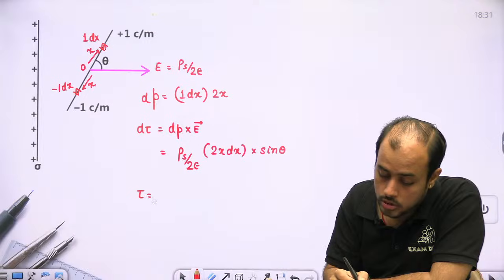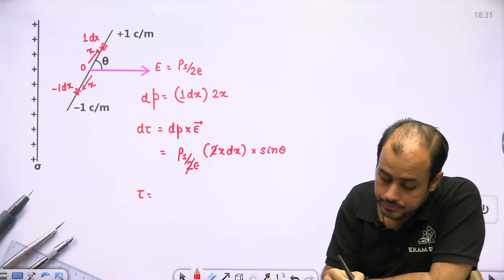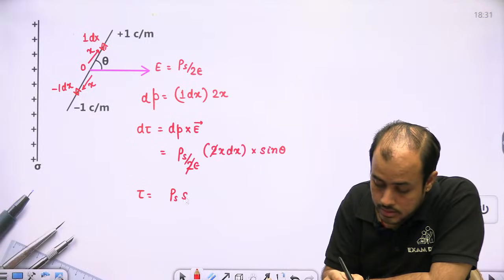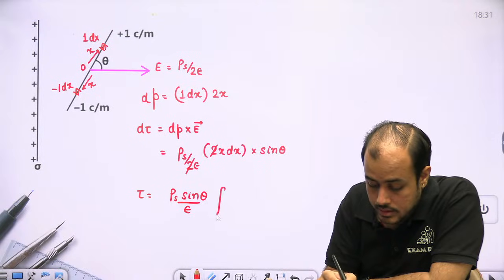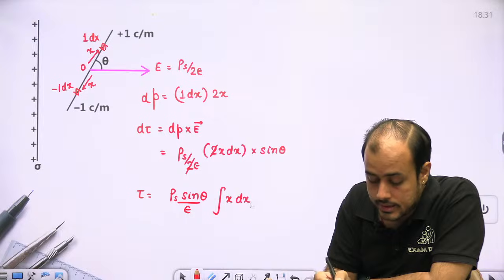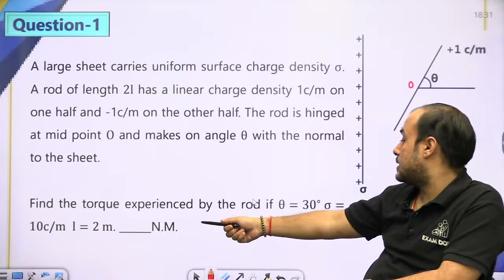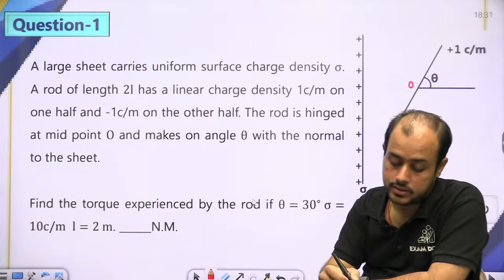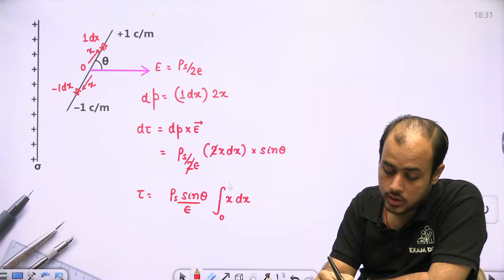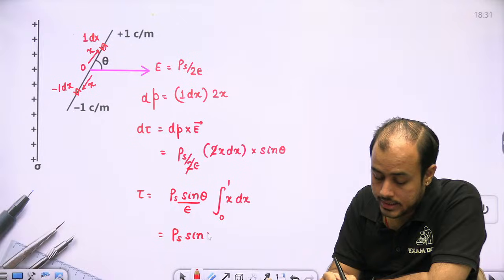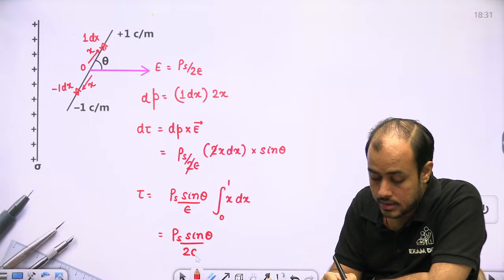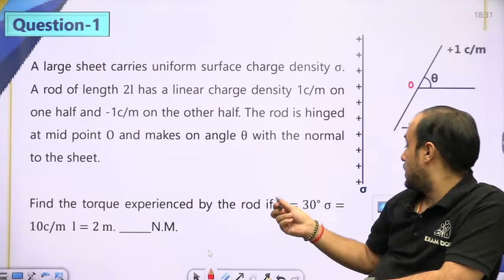So now for total torque beta, rho s sin theta by epsilon, x dx. Now the total length is 2 meter. Total length is 2 meter. So x will go from 0 to 1. So rho s sin theta by 2 epsilon. Now what is rho s?